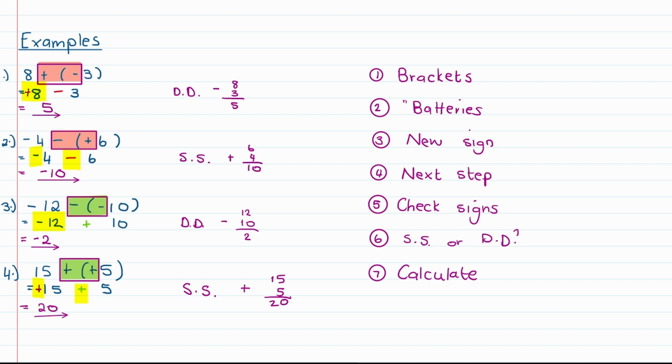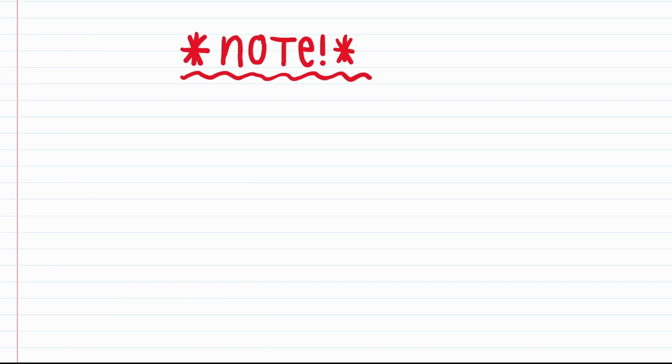To recap, you will always begin by step 1, looking at brackets, and if there are no brackets, then you can jump straight down to checking to see if the signs are same sum or different difference. An important note: no numbers are allowed inside of batteries.